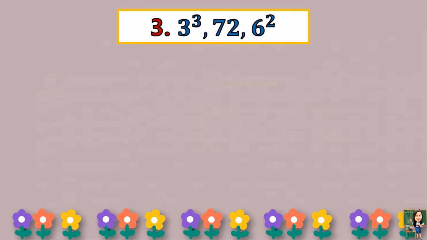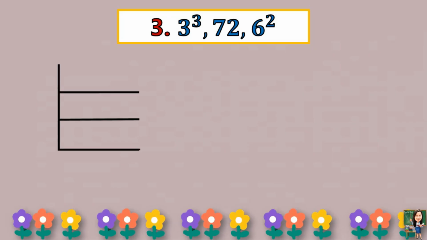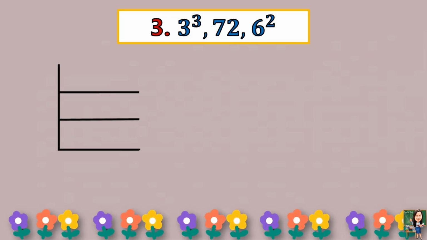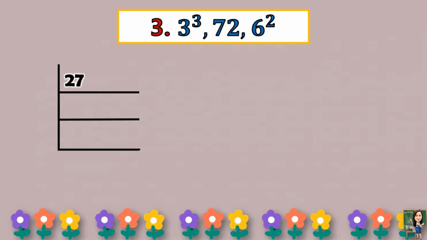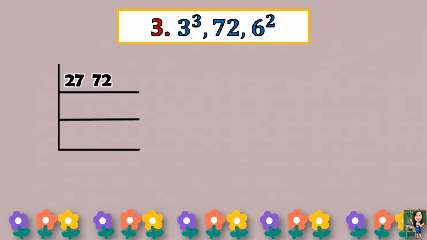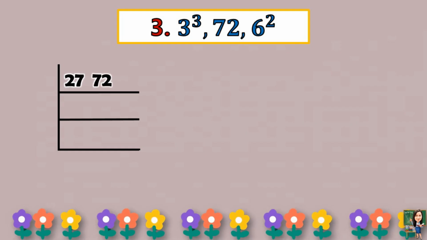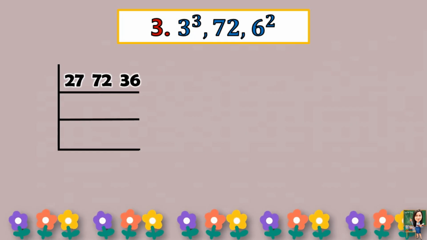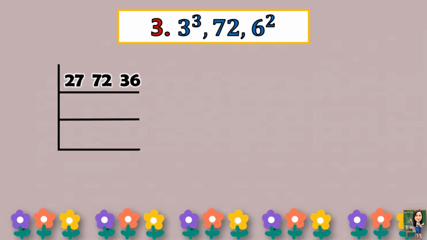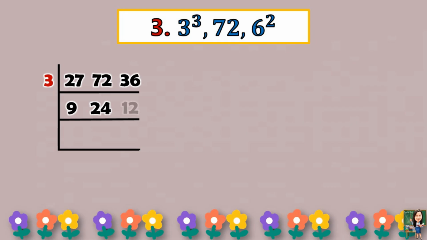Number 3. 3 cubed, 72, 6 squared. 3 cubed, 3 times 3 times 3 equals 27. Then copy 72. 6 squared, 6 times 6 equals 36. 27, 72, and 36 are divisible by 3. So 27 divided by 3 is 9. 72 divided by 3 is 24. 36 divided by 3 is 12.